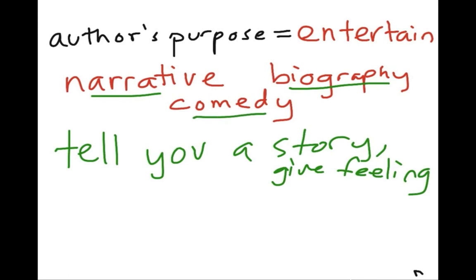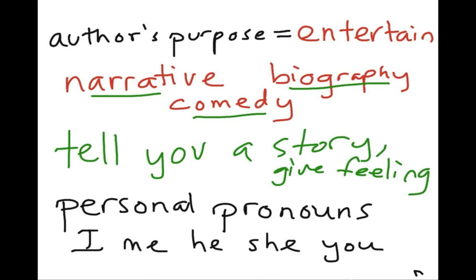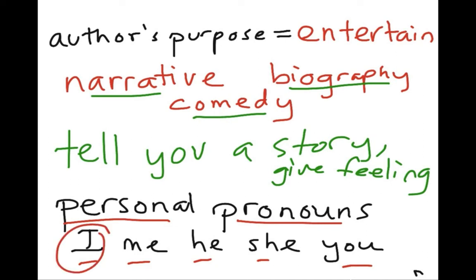Now, the author's going to use a lot of personal pronouns in an entertaining piece. So pronouns like I, me, he, she, and you. So if they're telling a story about their own life, it's probably going to be narrated in first person using a lot of I and me. If they're telling a story that's a biography or about someone else's life, they're going to use he or she. They might even use you.